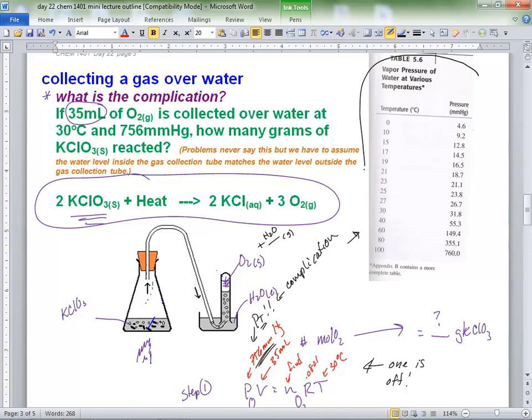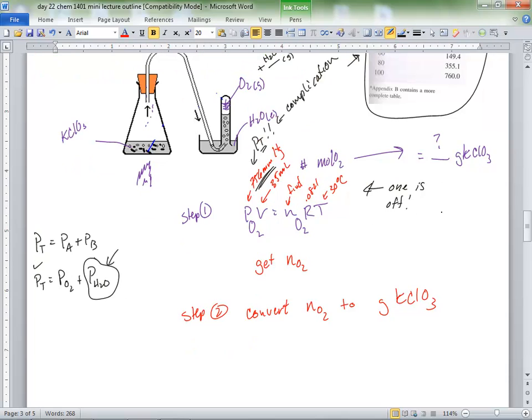So in all these collecting-gas-over-water problems, they are going to give you pH2O. They have to. So all you do is look up the temperature and read across: 31.8, and it's nice, convenient units, millimeters of mercury. So my total pressure was 756 millimeters of mercury. That has to equal my partial pressure of oxygen plus 31.8 millimeters of mercury. So solve for the correct pressure of oxygen to use, then go do step 1 and step 2 and see how many grams of potassium chlorate were actually consumed.